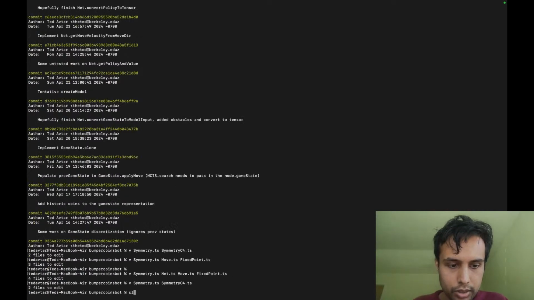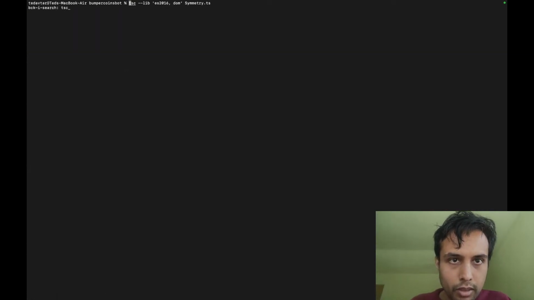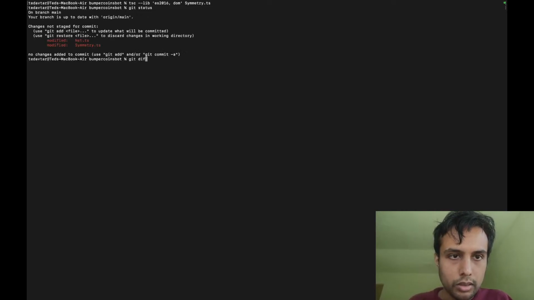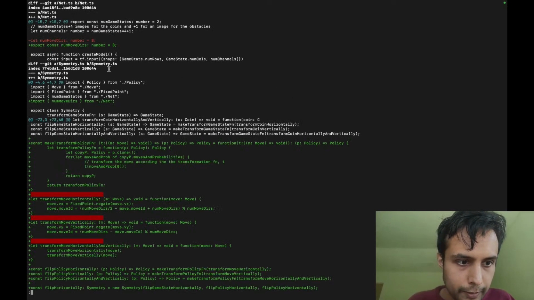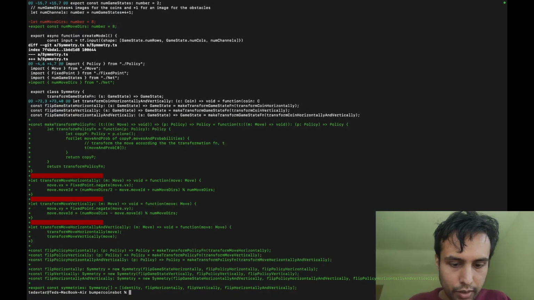Let's check if it compiles. Compile tsc on symmetry.ts, right? Symmetry.ts. Okay, it worked. Git status, git diff. Good. And now let me just commit this.